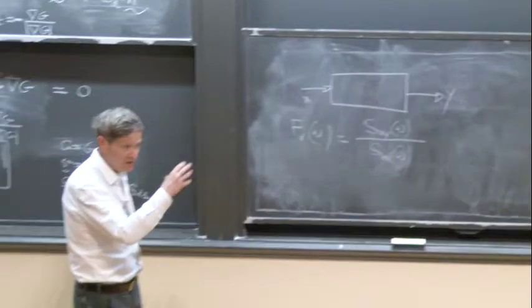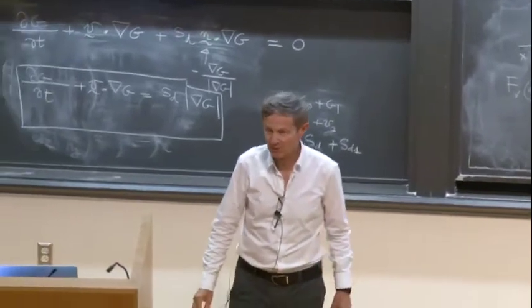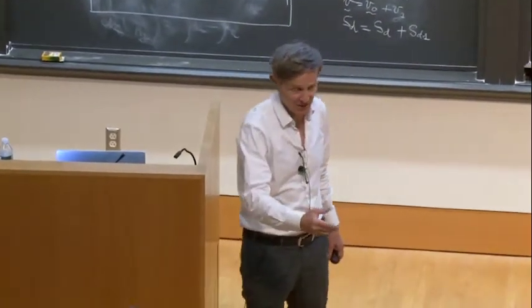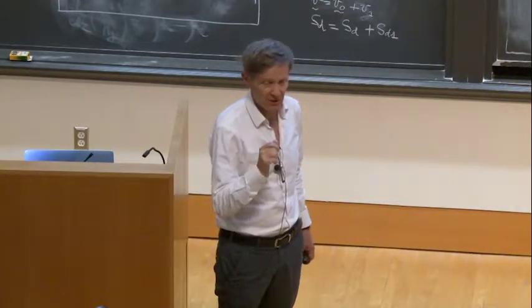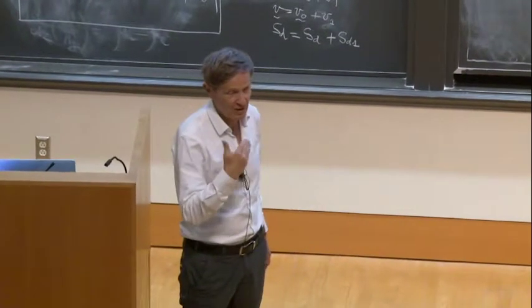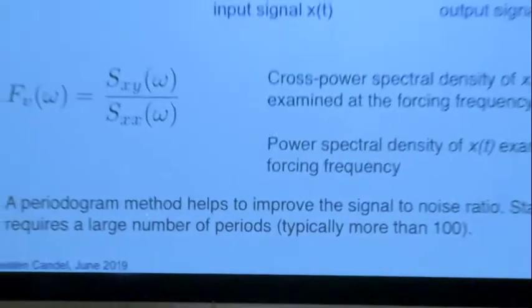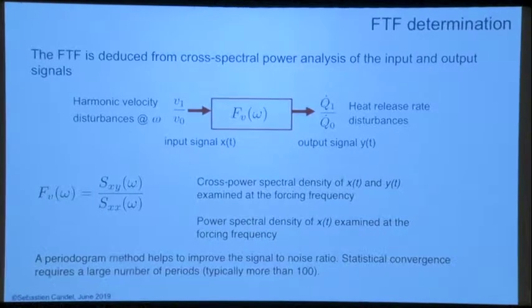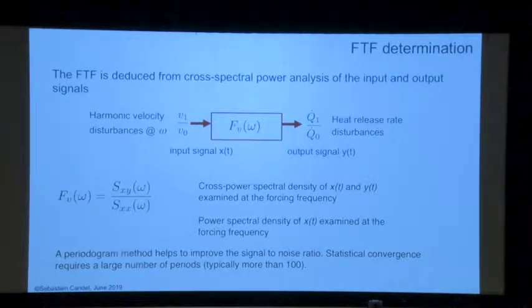What you want is only the part which corresponds to the acoustics, and you use these power spectral densities. The power spectral densities themselves are obtained by taking Fourier transforms and averaging. You cannot do that with a single Fourier transform. You have to do a real power spectral density. So this is the so-called method of periodograms, or the Welch method, or methods which are based on the work of Norbert Wiener from MIT, the famous mathematician. He developed these techniques. So we use power spectral densities.